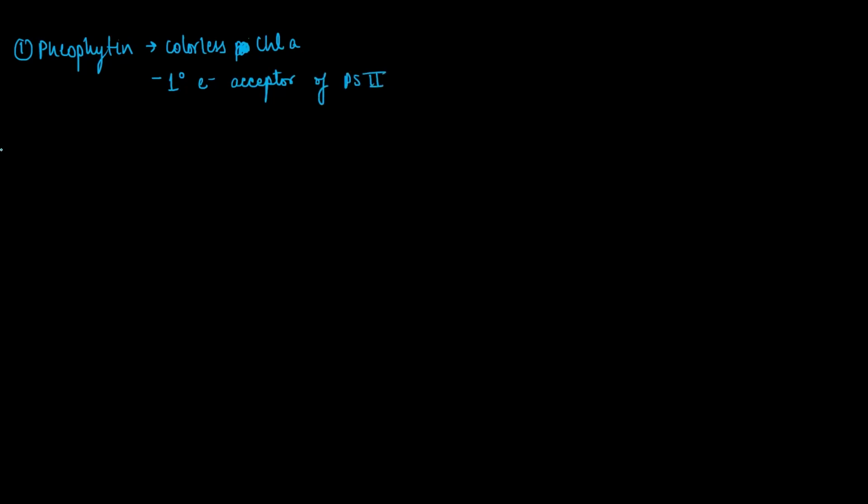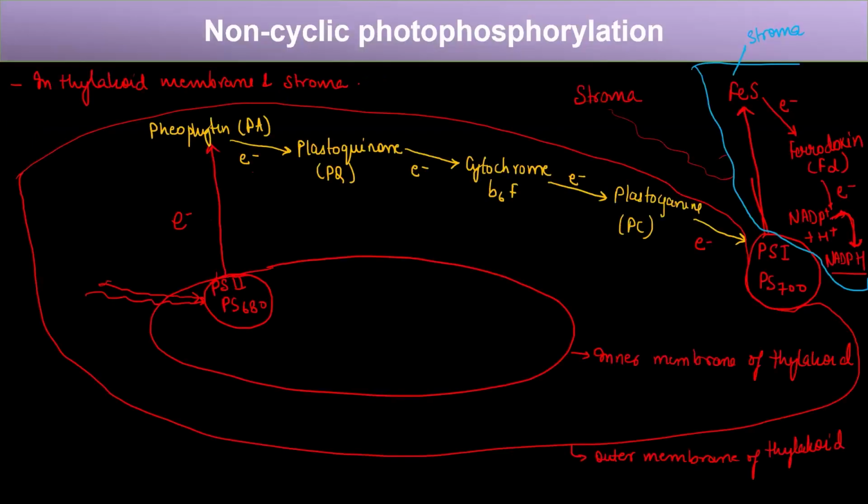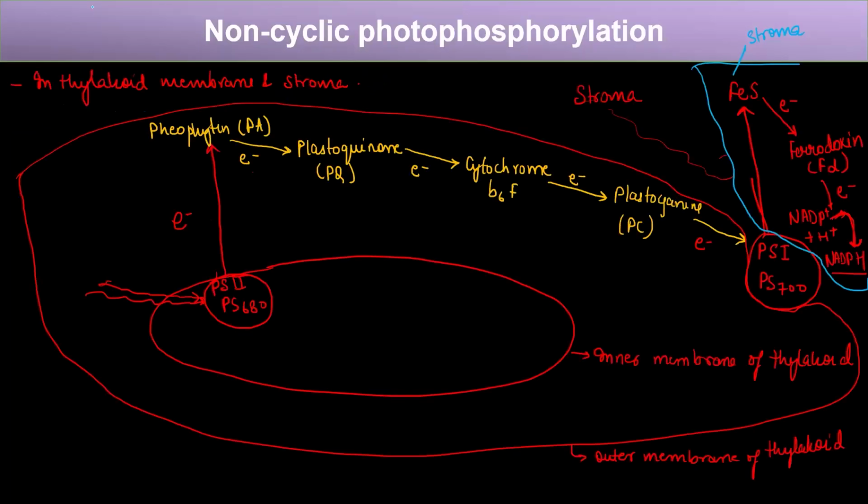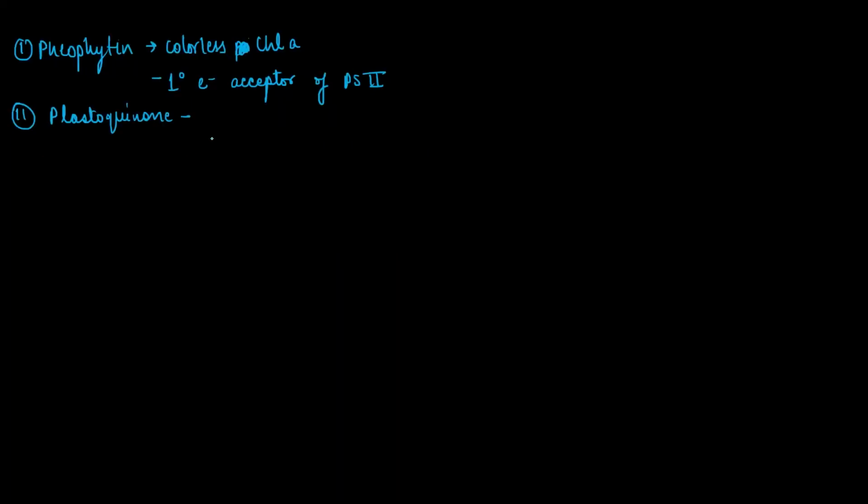Okay, this is important. Now, let's talk about the next electron carrier, and that is the second electron carrier, plastoquinone. What do we know about plastoquinone? So plastoquinone is the electron acceptor of pheophytin. This thing I do not need to write. You should remember this chain. Okay. Apart from this, plastoquinone is a mobile carrier, so it can move.